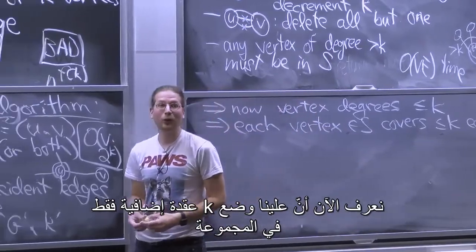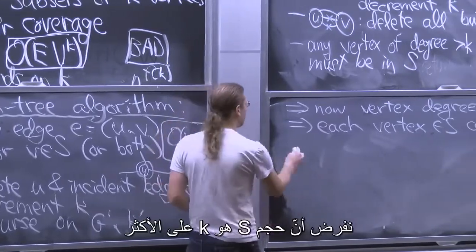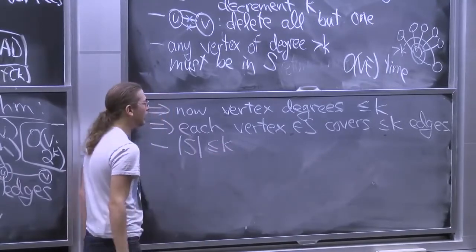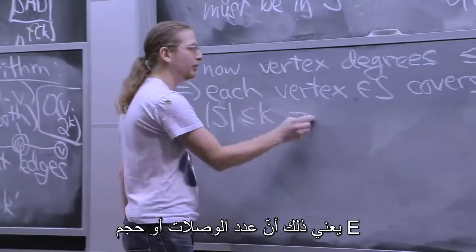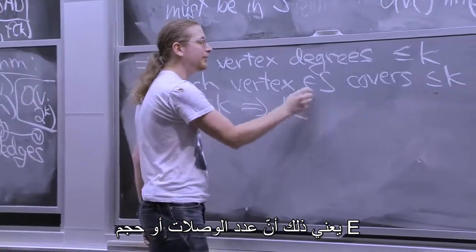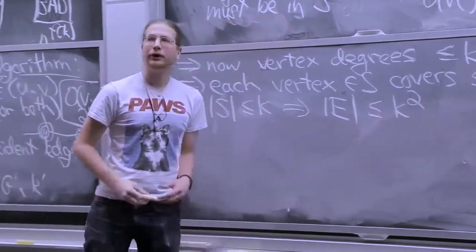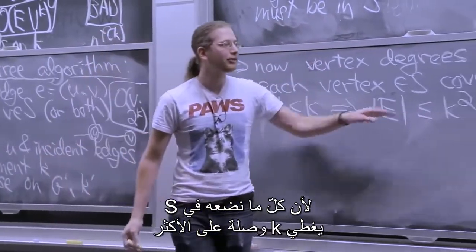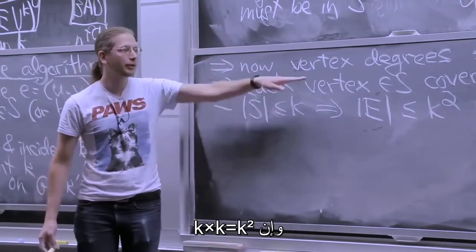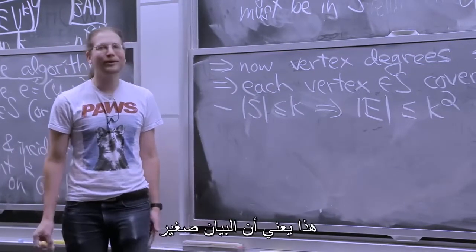Now, we know that we only get to put k more vertices into the set. Right? We're supposing that size of S is at most k. So that means that the number of edges, size of E, must be at most k squared. Right? Because every one I put into S covers at most k edges. All of them have to be covered. And so k times k is k squared. Huh, interesting. That means my graph is small.